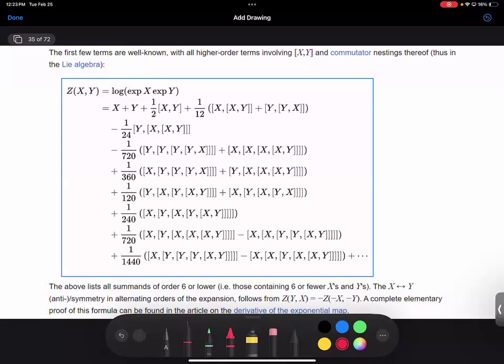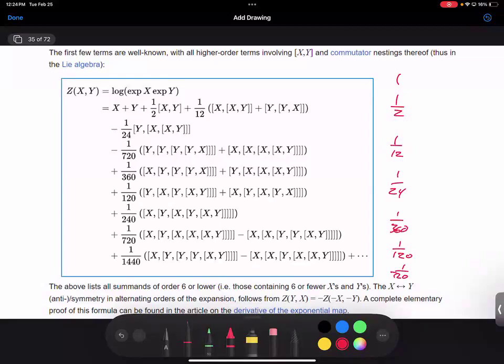What numbers do you see? 1/2. Okay, but 1/2 is not the first number you see. 1, 1/2, 1/12, 1/24, and we have some plus and minus signs. 1/360, 1/120, 1/720, and so on.